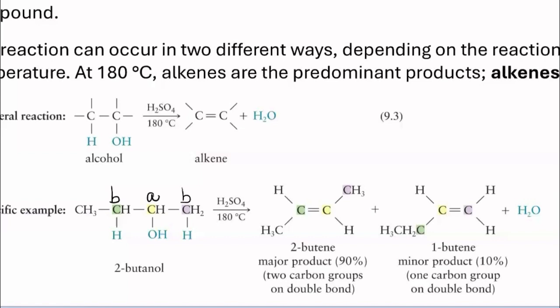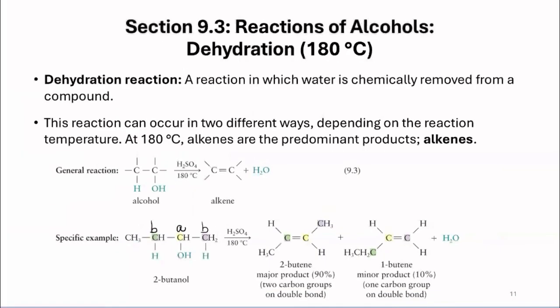When we look at 1-butene, even though it is formed, because this double bond is only connected to one carbon chain, that's going to be what we call the minor product. So in this reaction, the majority of the product will be the following alkene, but both will form.